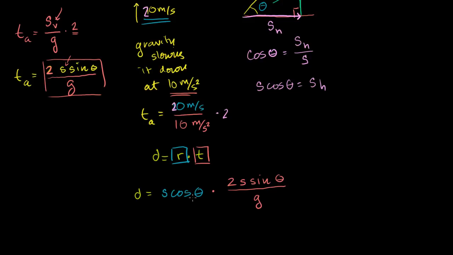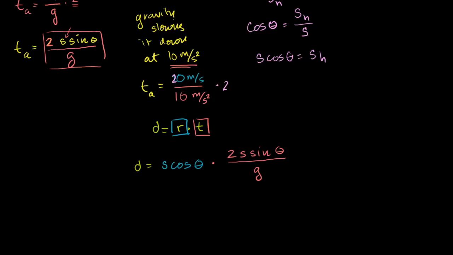So the total distance we're going to travel, pretty straightforward. Rate times time is just the product of these two things. And we could put all of the constants out front, so it's a little bit clearer that it's a function of theta. So we can write that the distance traveled as a function of theta is equal to s times 2s divided by g, which is 2 times s squared over g, so 2s squared over g times cosine of theta times sine of theta.